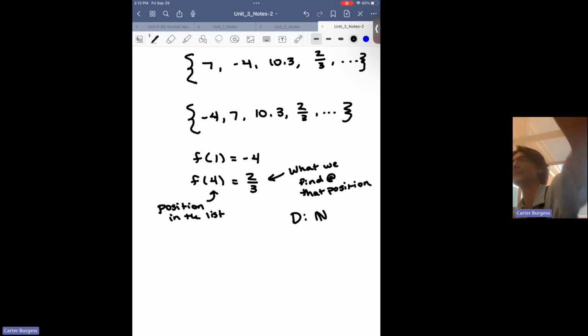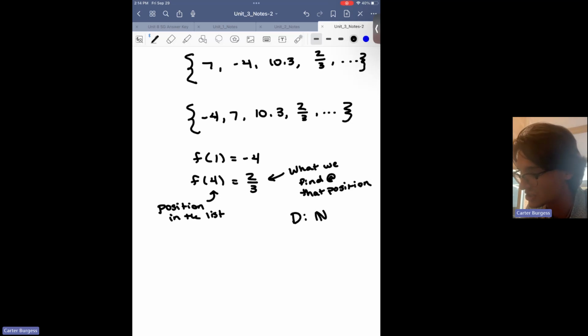So again, nothing mathematically about this. It's just, in terms of what our sequence is allowed to do, it doesn't make sense to refer to the 0.6th number in the sequence. It doesn't make sense to refer to the -7th number in our sequence. And so we'll just stay away from those. Our domain is just going to be the natural numbers.